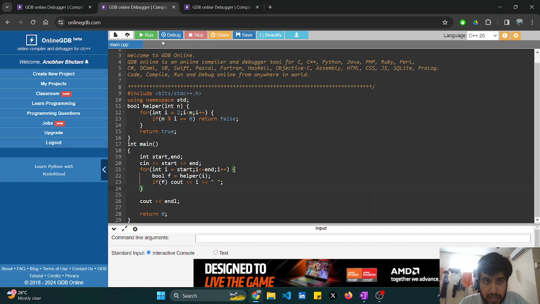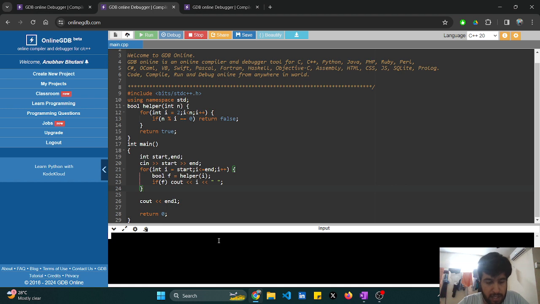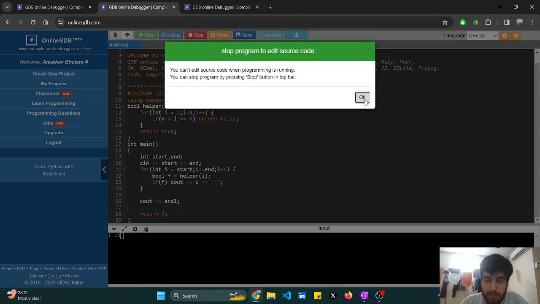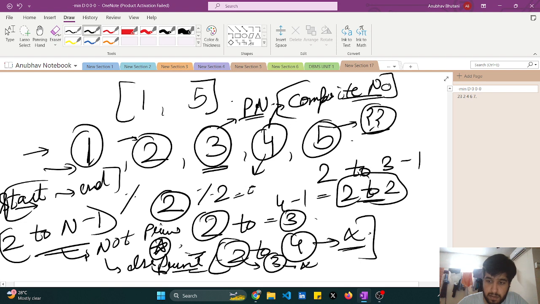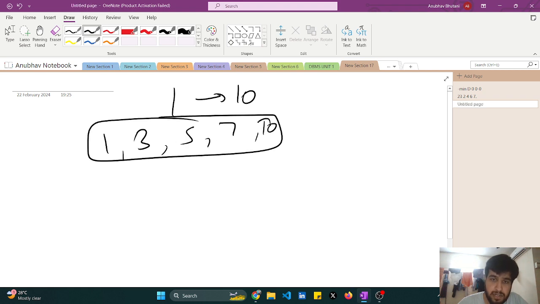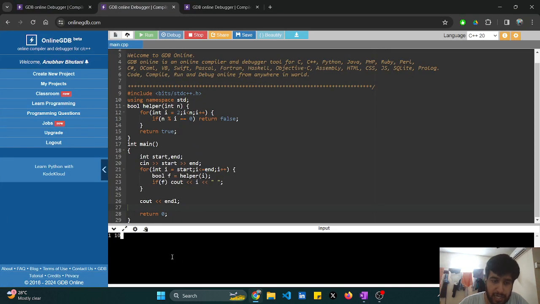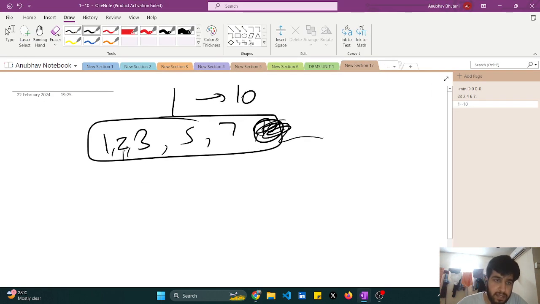If I try to run this code, I specify my starting as 1 and ending as 10. Okay, so what should I get as my answer? What are my prime numbers from range 1 to 10? 1, 3, 5, and 7. Okay, 10 is not a prime number. It is included in the range, but it is not a prime number, right? So I'll press enter, and what I get is, sorry, 1, 2, 3, 5, 7. 2 is also a prime number. Okay, so this was my brute force approach.